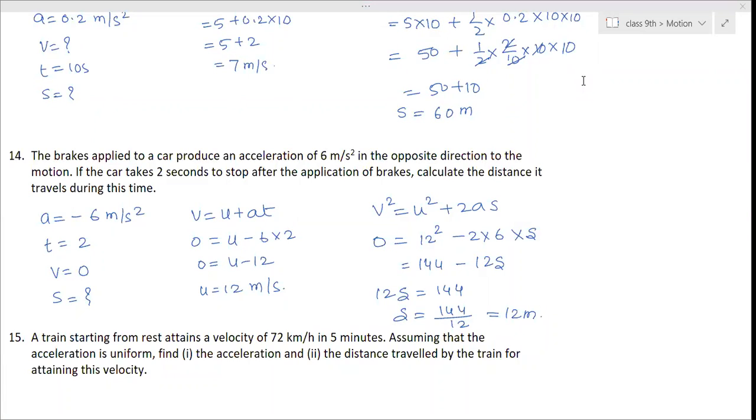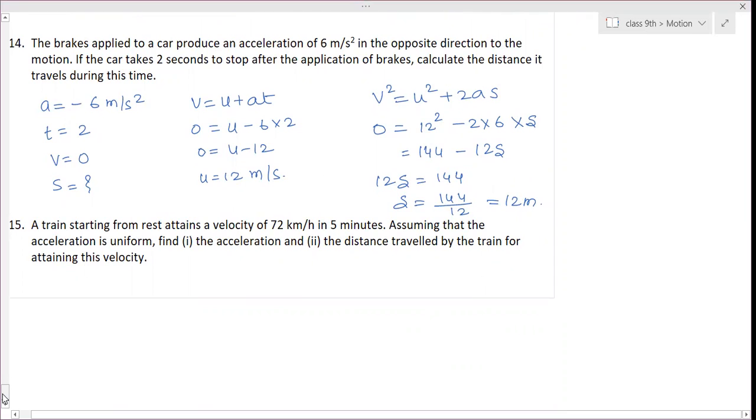Ma'am, what's the distance traveled? Yes. Acceleration is 1 by 15 and distance covered is 3 kilometers.